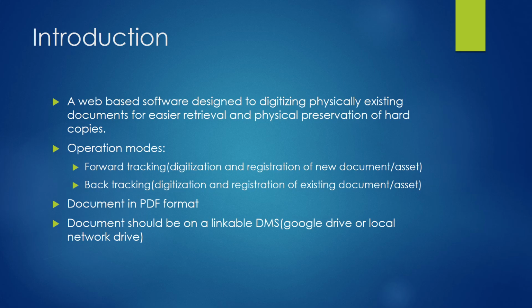There are two operation modes. First is forward tracking, which is the digitization and registration of new documents and assets. The second mode is backtracking, which is digitization and registration of existing documents and assets. Documents should be in PDF format in order to be displayed by the software. And, the document should be on a linkable document management system like Google Drive or local network drive.